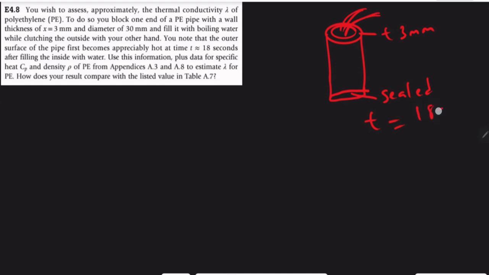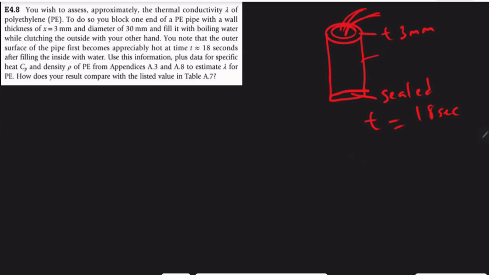First, they poured hot water in a pipe of polyethylene. So we have a polyethylene pipe that has a wall thickness of 3 millimeters, and hot water was poured into the pipe and one end of the pipe was sealed. We are trying to determine the diffusivity of the pipe, whereby at the time t of 18 seconds, we start feeling that this edge of the pipe becomes hot.